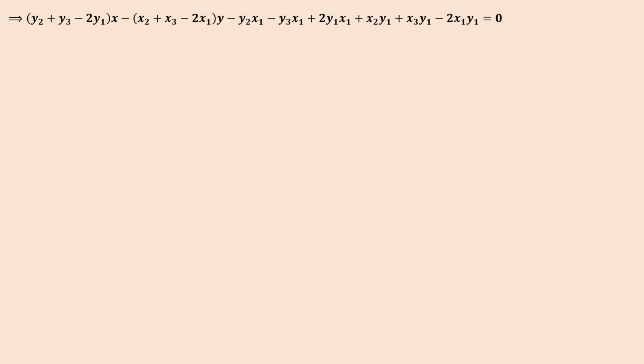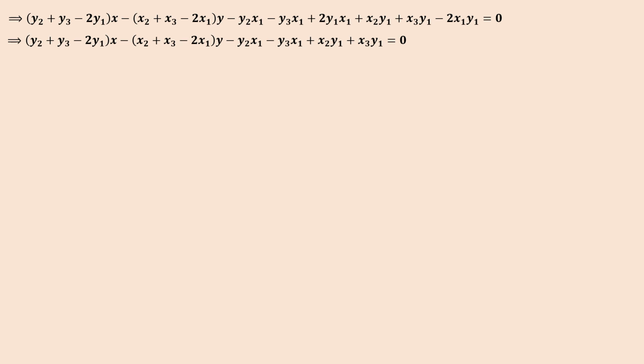So this implies (y2 + y3 − 2y1) into x − (x2 + x3 − 2x1) into y, then the remaining term. So remove the brackets and write it as it is. So this is the constant term, which is equal to 0. So x term, y term, then the remaining terms are all constant.